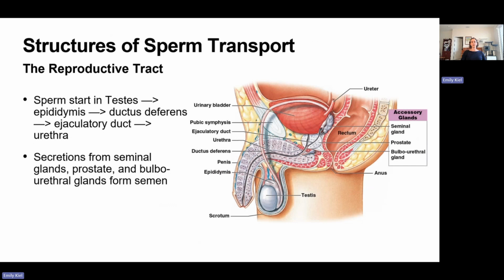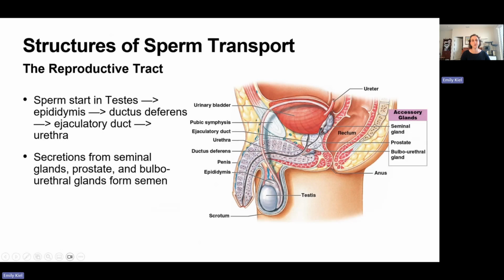So here is a little bit of that process of sperm transport. They're going to start in the testes. Testes with ES is plural, testis with IS is singular. And then from the testis, they're going to go into the epididymis. They will travel through that ductus deferens. And then here they will enter the ejaculatory duct.